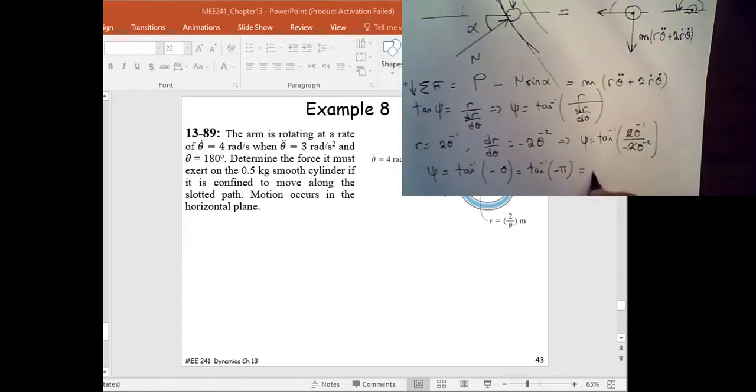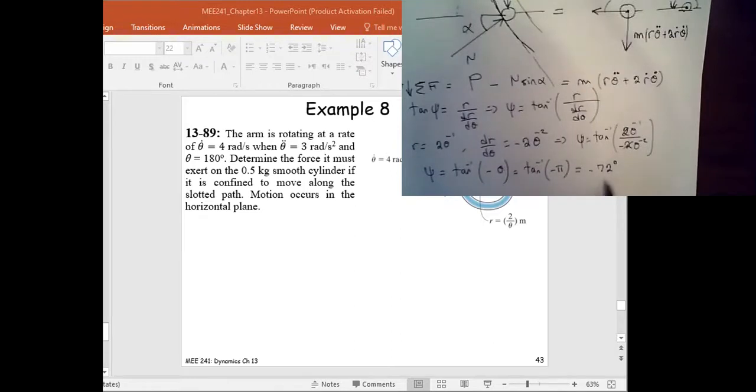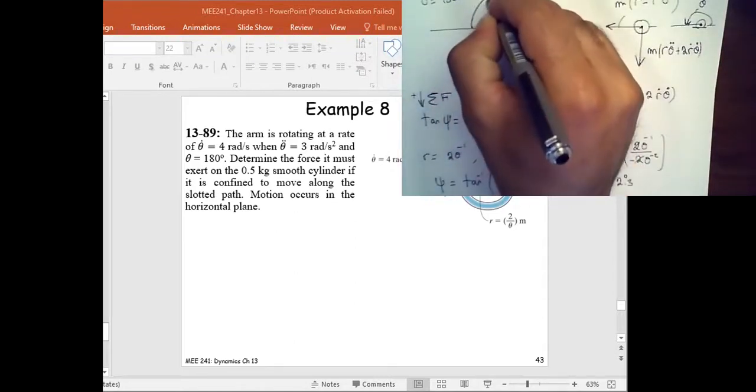Okay, so it's minus 72 degrees. Here it's less than 90. Minus 72.3, so it's less than 90. So which angle did I just calculate? I just calculated this angle. So this angle here is how much?